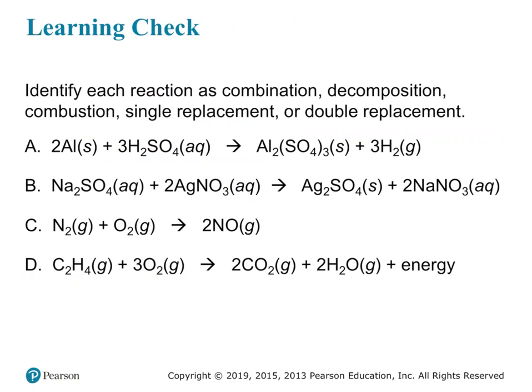Okay, so let's start with A. We have solid aluminum reacting with H2SO4, which is sulfuric acid. But don't worry about naming just yet. We'll do that later. And those two are reacting to produce Al2(SO4)3 and 3H2, so hydrogen gas. So what type of reaction does this most resemble?